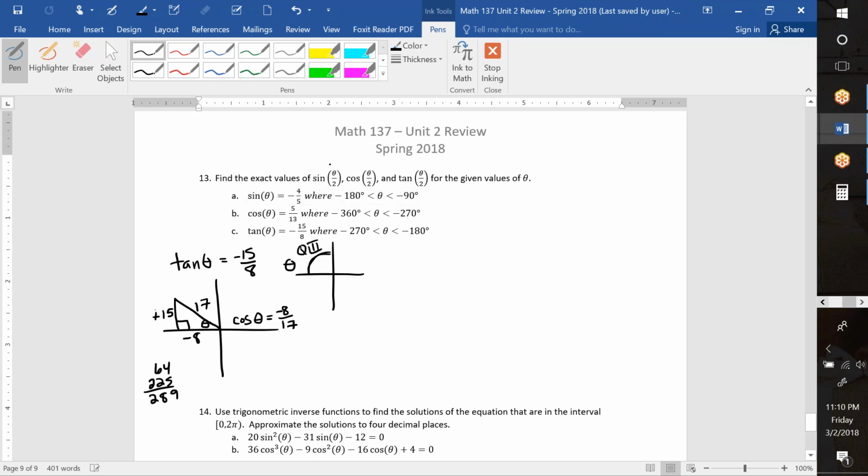Okay, so we're supposed to find sine of the half angle, cosine of the half angle, and tangent of the half angle. Now what we found was just what we needed for the inside of each of those formulas. To figure out our half angle's sine, whether or not it's going to be plus or minus, we have to analyze this right here and turn it into a half angle. So if we take each of those and we divide them by a half, that will tell us the location of the half angle.